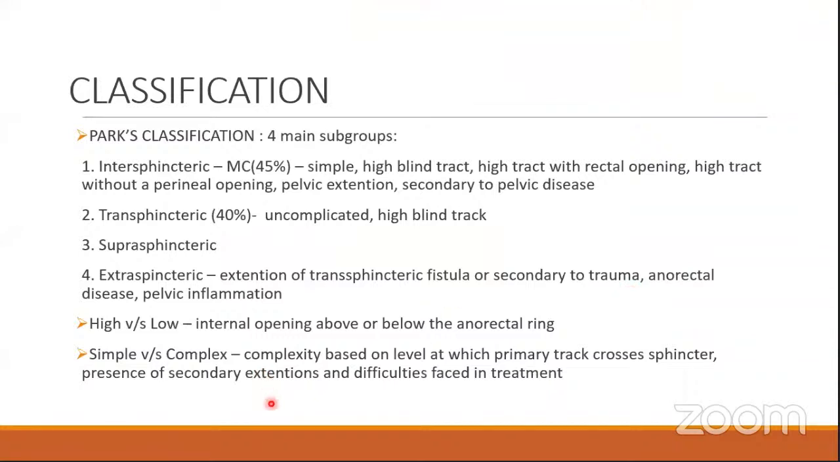Another classification for fistula is high versus low fistulas, which is based on the internal opening. If the internal opening is at the anorectal ring, we will classify them as high lying fistulas, and if it is below the anorectal ring, it will be low lying. Simple versus complex is based on the level at which the primary tract crosses the sphincter, presence of secondary extensions, and difficulties faced in the treatment. If there are secondary extensions, we will classify it as a complex fistula, and if it is a single tract with a single internal and a single external opening, we can call it a simple fistula.